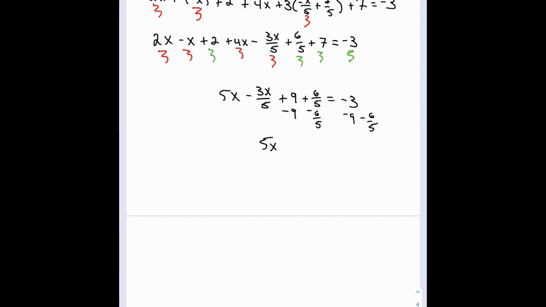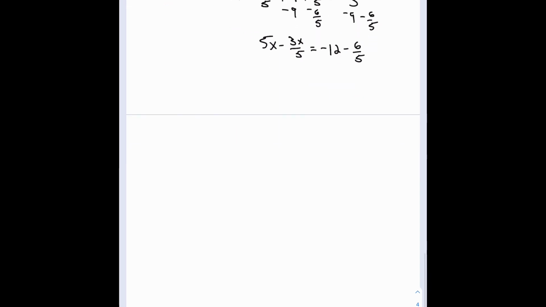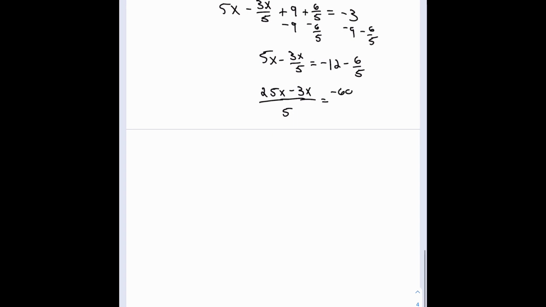So 5x minus 3x over 5 equals negative 12 minus 6 over 5. And then 5x minus, now we want to combine like terms, right? Or we want to find a common denominator so we can combine like terms. So how many fifths is 5? That'd be 25/5 x. I wrote a 2, that should be a 5. Since they have the same denominator now, we can put them both in the numerator. Equals, how many fifths is negative 12? That'd be negative 60 fifths minus 6 fifths.